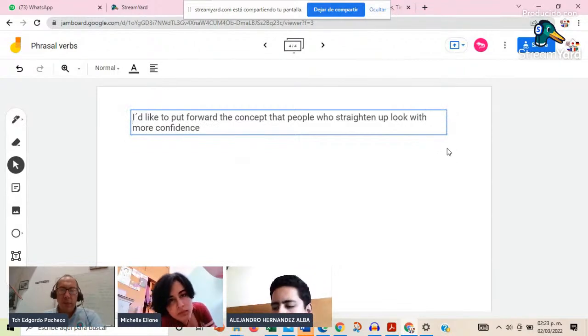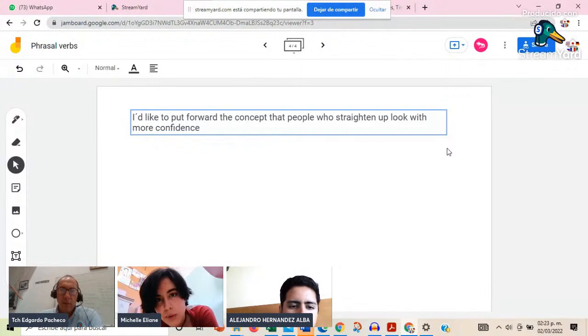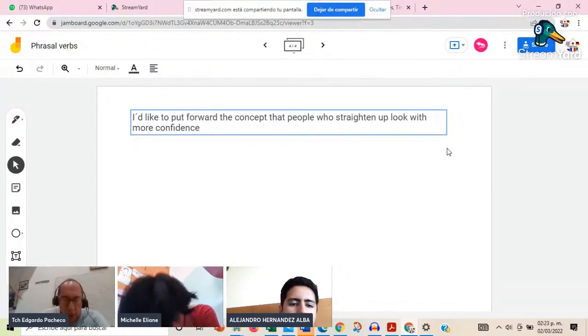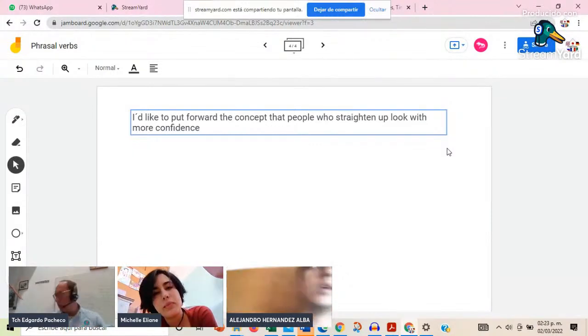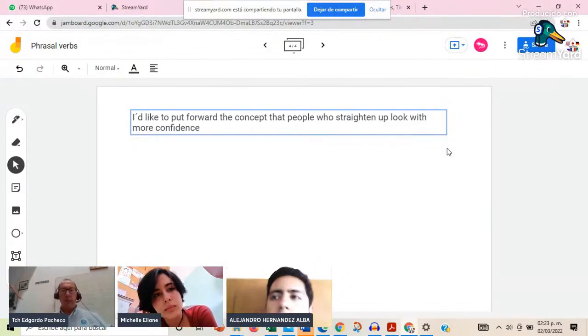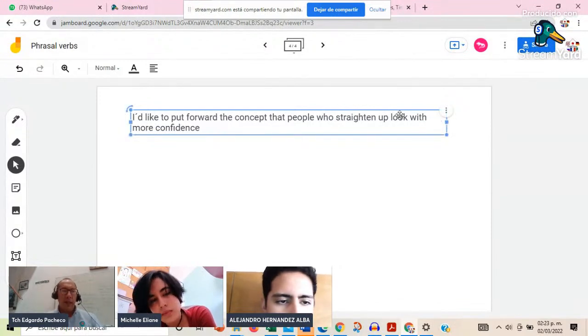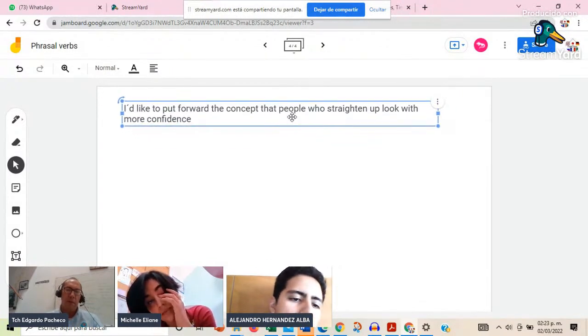Can you read this, Mitch, please? I'd like to put forward the concept that people who straighten up look with more confidence. Yes. If I'm slouching like this, I don't look with so much confidence as if I straighten up, right? If I slouch down like this, then I look with less confidence. Is that the idea that you would like to suggest? Okay, so maybe it can be like this.